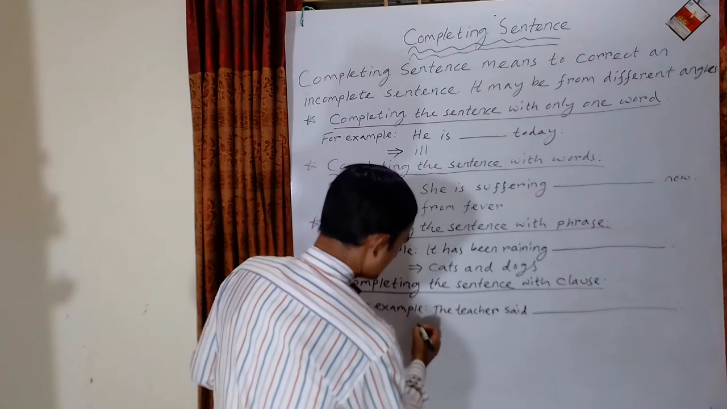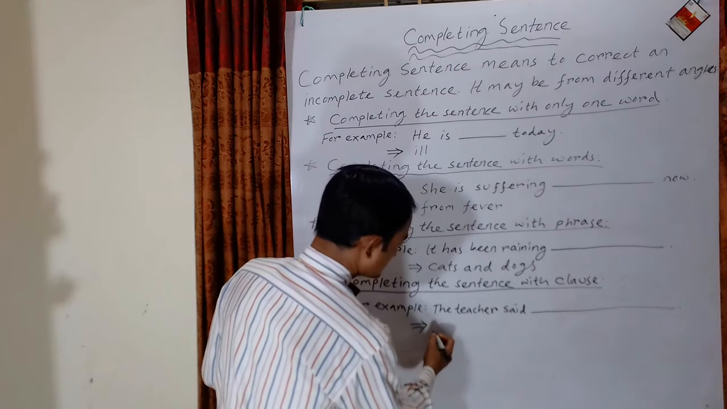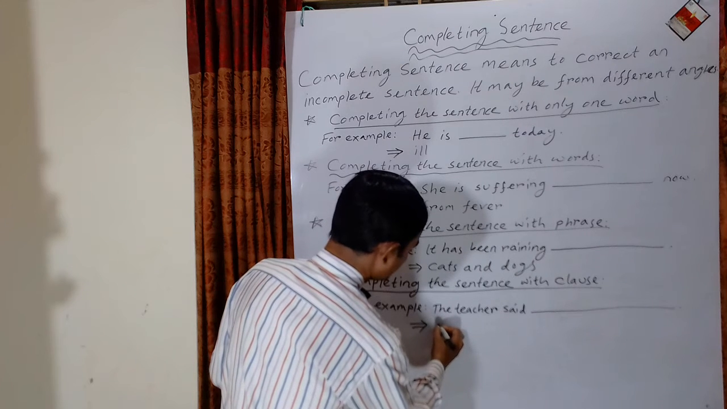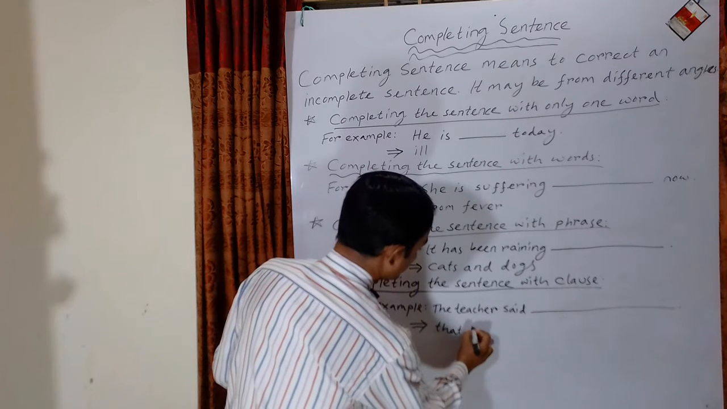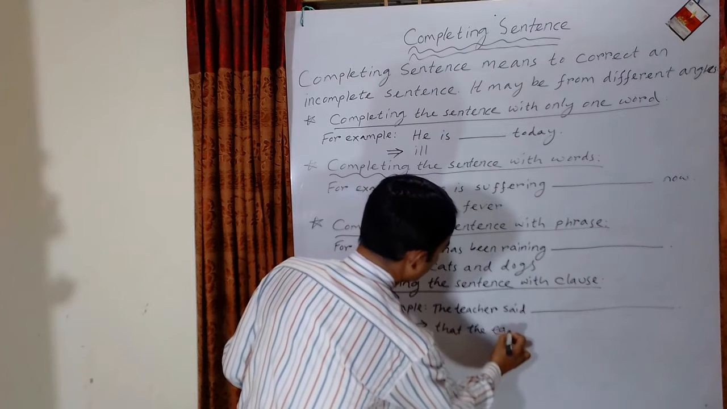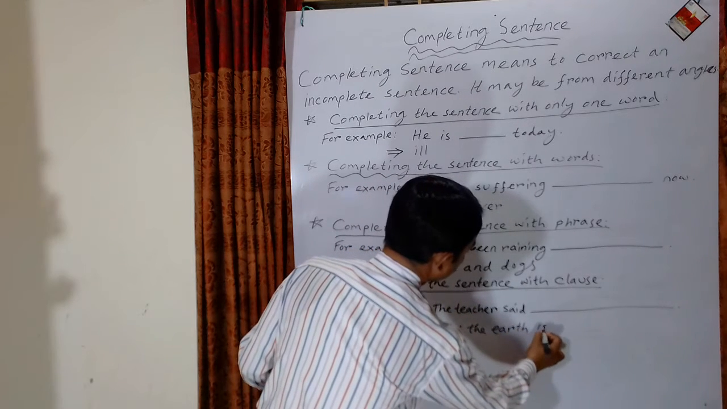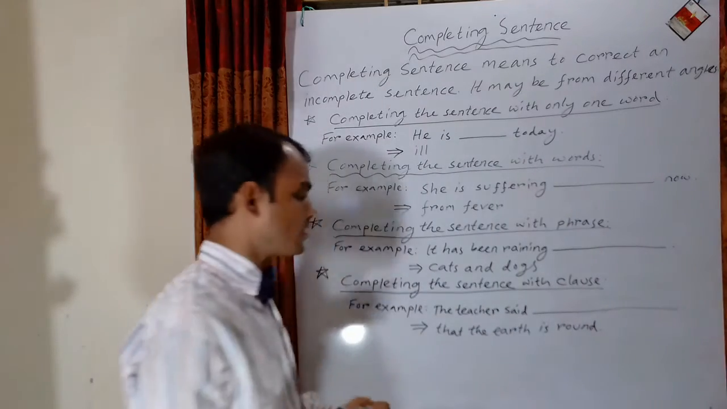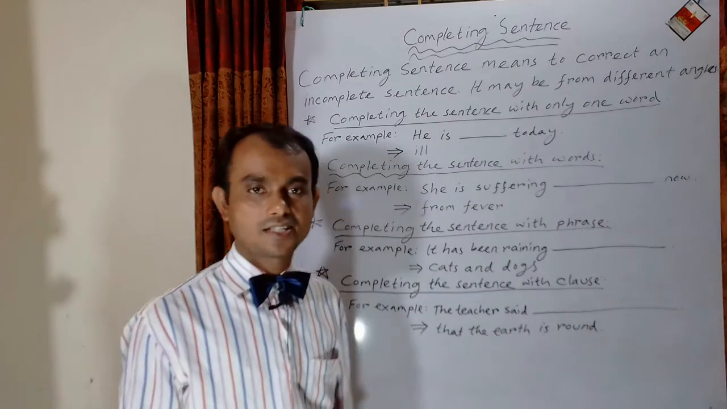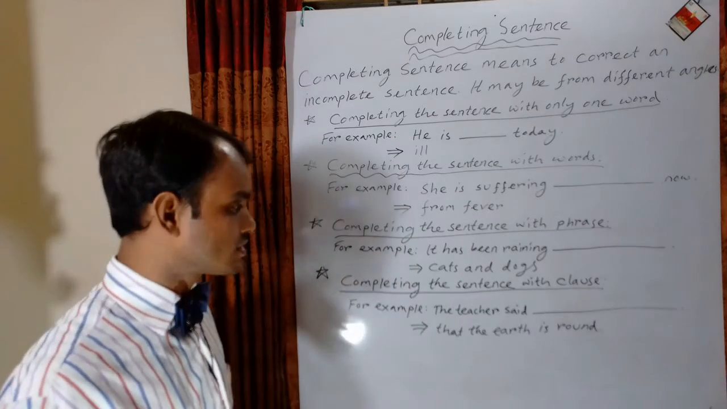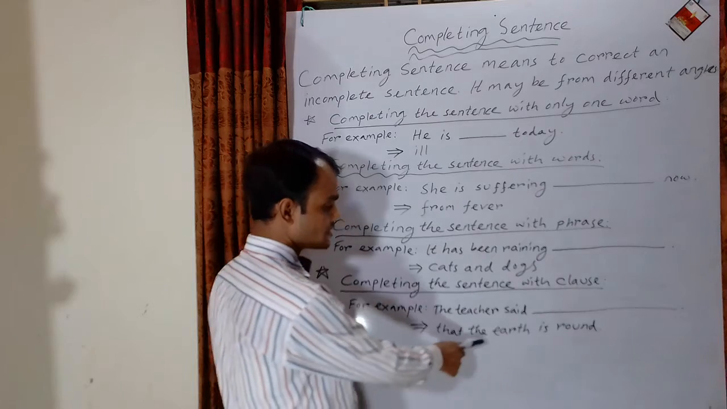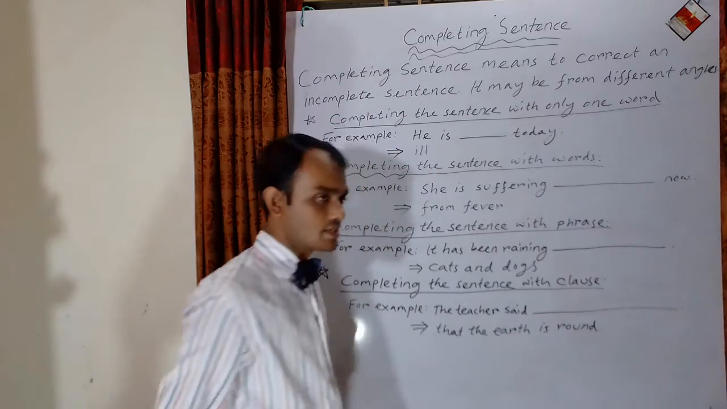If I complete the sentence, I can write: the teacher said that the earth is round. The teacher said that the earth is round. That the earth is round is a clause because it has a subject and a finite verb.